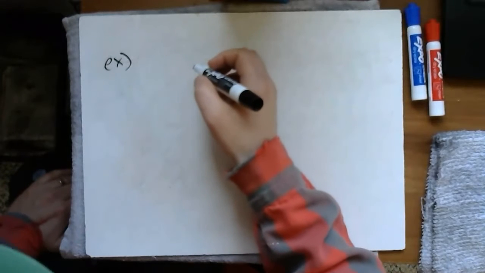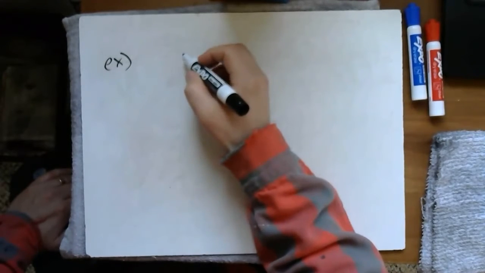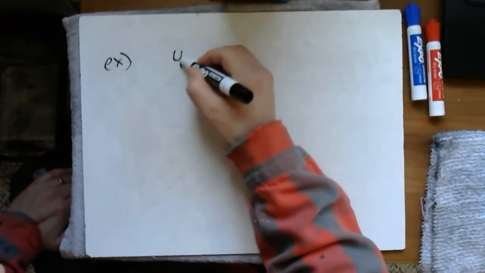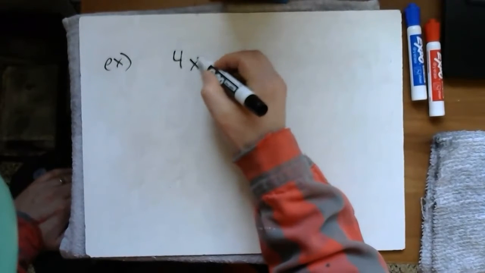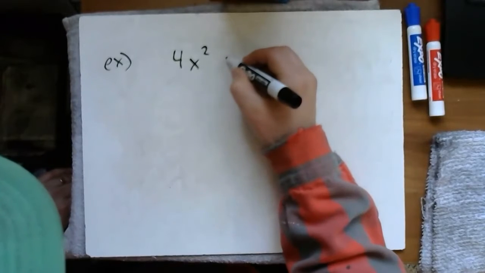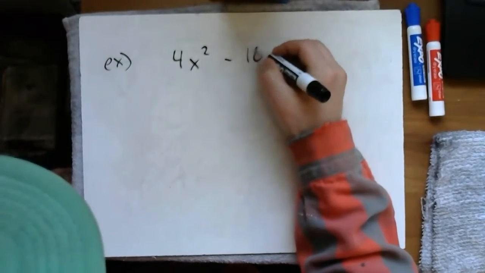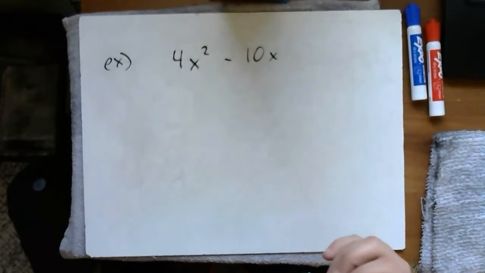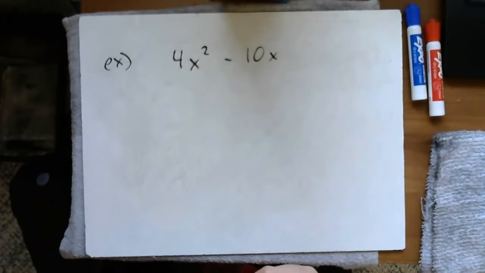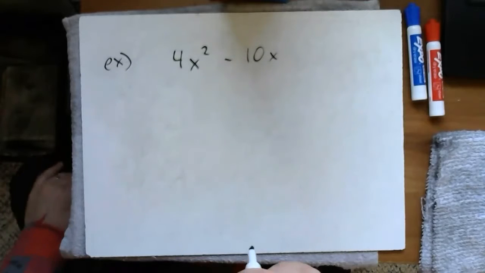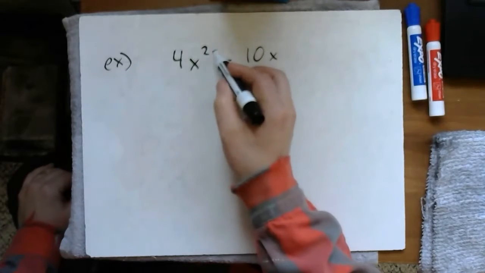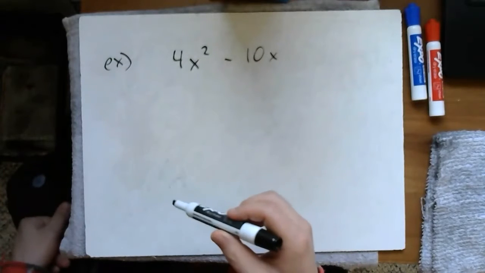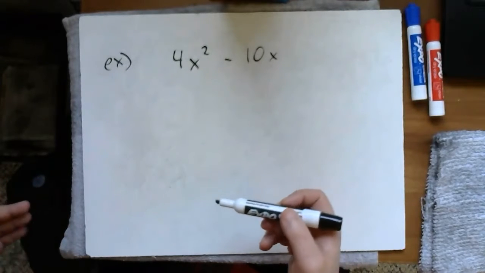So let's say I have a polynomial. Let's do 4x squared minus 10x. Okay, so 4x squared minus 10x. This is a binomial, and it's of degree 2, right? So the highest exponent is a 2, so it's degree 2, which also means it's a quadratic. So it's a quadratic binomial.